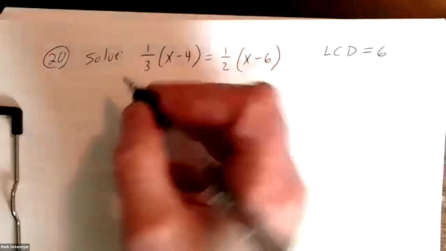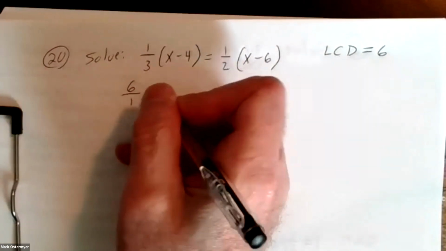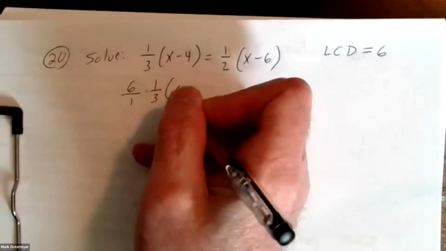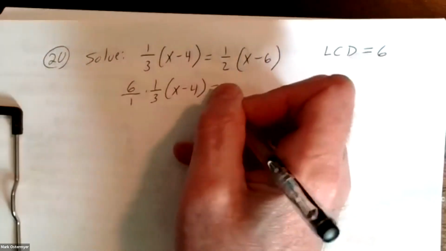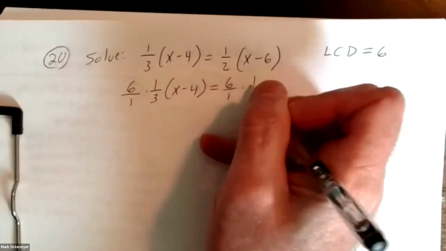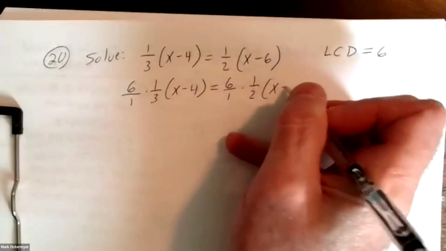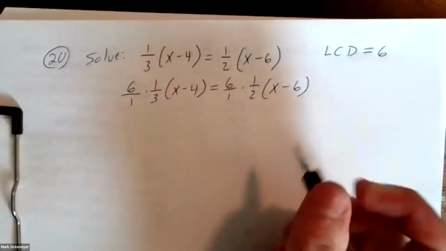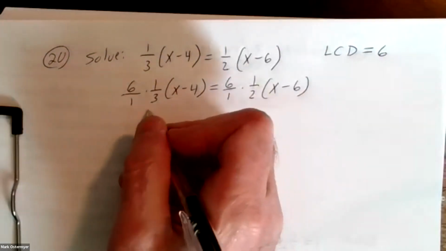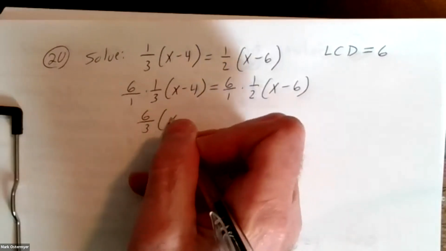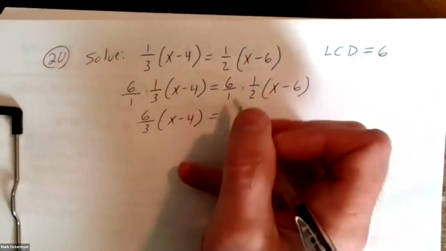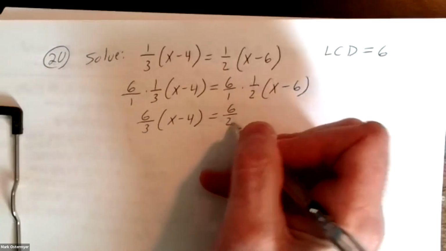That's 6. What I'm going to do is multiply both sides of my equation by 6. By doing this, this is going to eliminate my fractions. And I'm multiplying the right side by 6 too. Don't forget that. Now 6/1 times 1/3 is 6/3. 6/1 times 1/2 is 6/2.